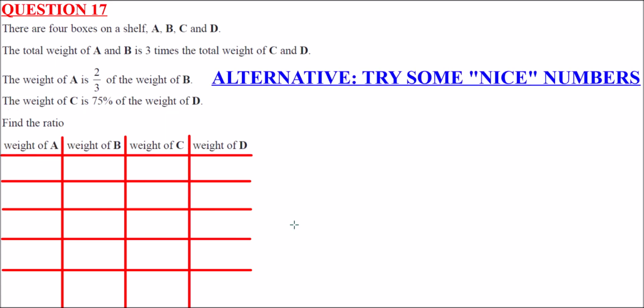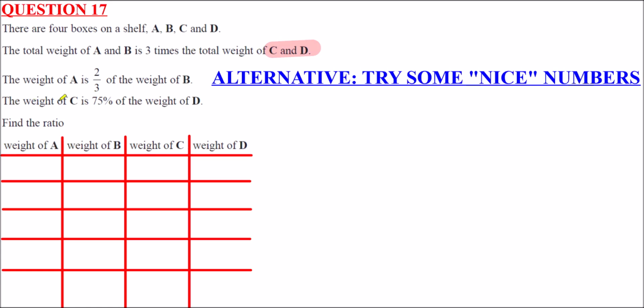Essentially, what we could do is try some nice numbers. I put nice in inverted commas because that's a bit of a silly phrase to use. By nice, what I mean is whole numbers which are easy to work with. So what I'm going to say here, A and B, they're 3 times larger than C and D. So I'm going to start off with C and D because it's easier to scale up by multiplying than it is to divide. So I'm going to start thinking about C and D.